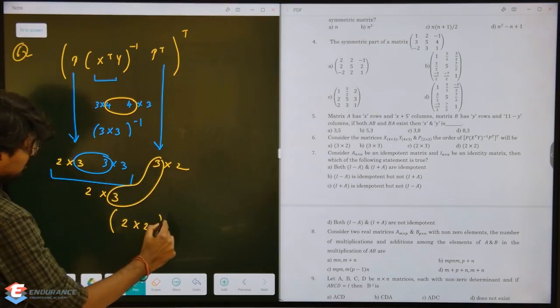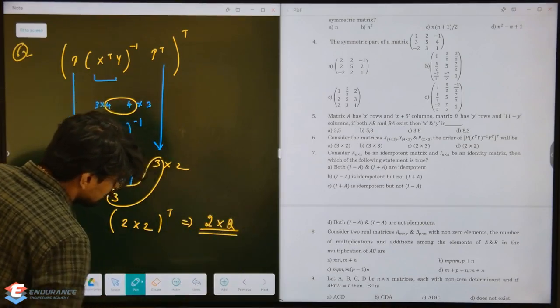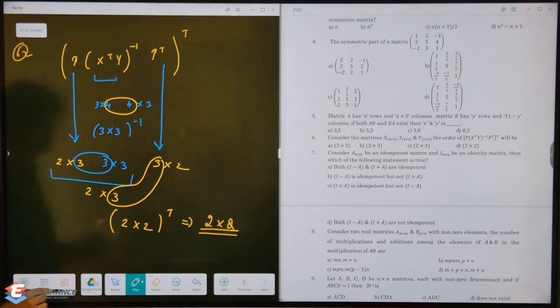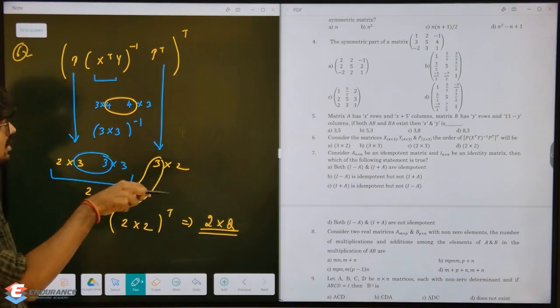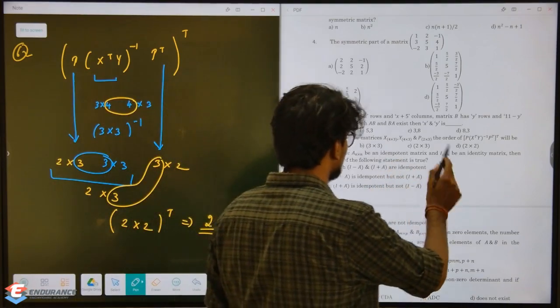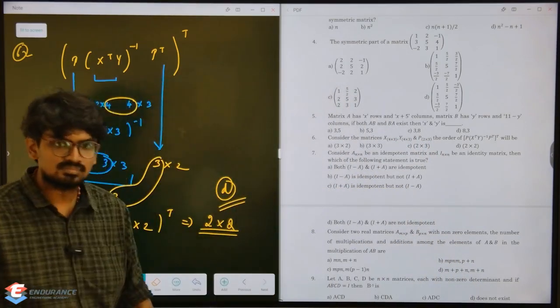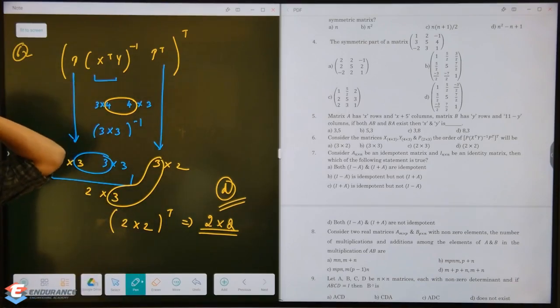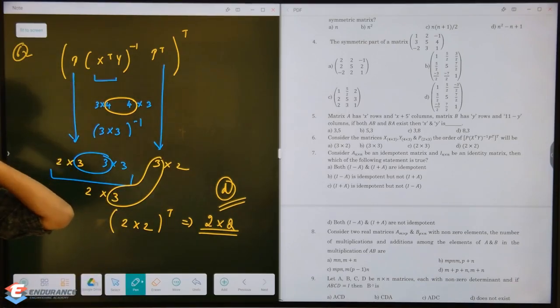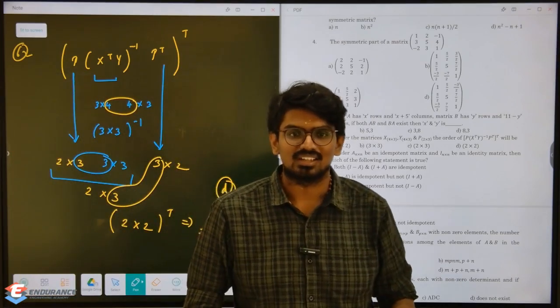And if I apply whole transpose for it, it is going to be 2 cross 2. So the final matrix order is going to be 2 cross 2. Okay, start from the inside bracket and then keep on expanding. 2 cross 2 is the answer, option D. We can apply inverse only for square matrix and the square matrix order will remain square.